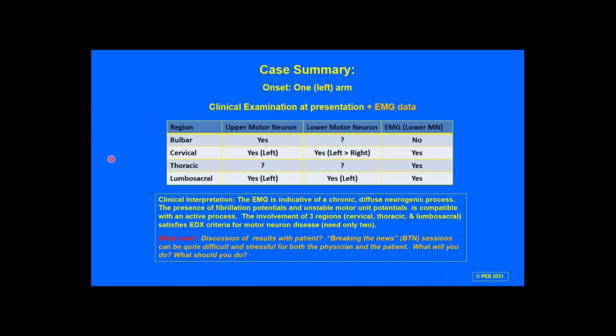So now let's do the case summary again with adding a column here, the EMG results, and as you can see, we can add yes, yes, yes for evidence of lower motor neuron. So this more than qualifies as ALS, whether you use the original El Escorial criteria or the newer Gold Coast criteria. So what now?